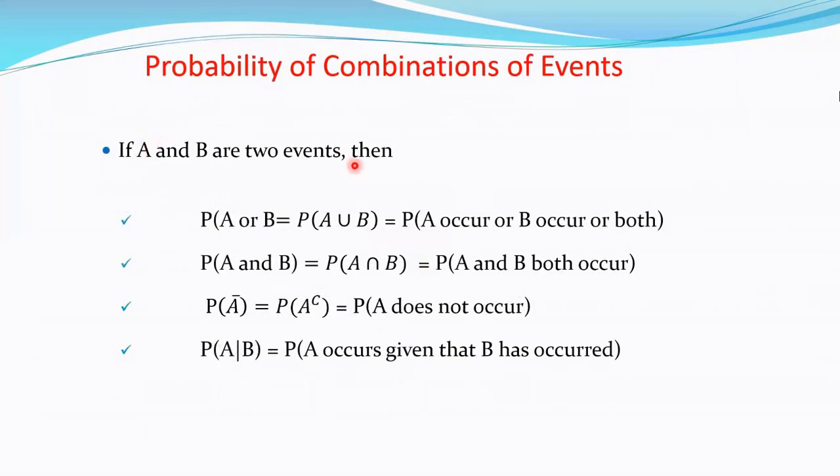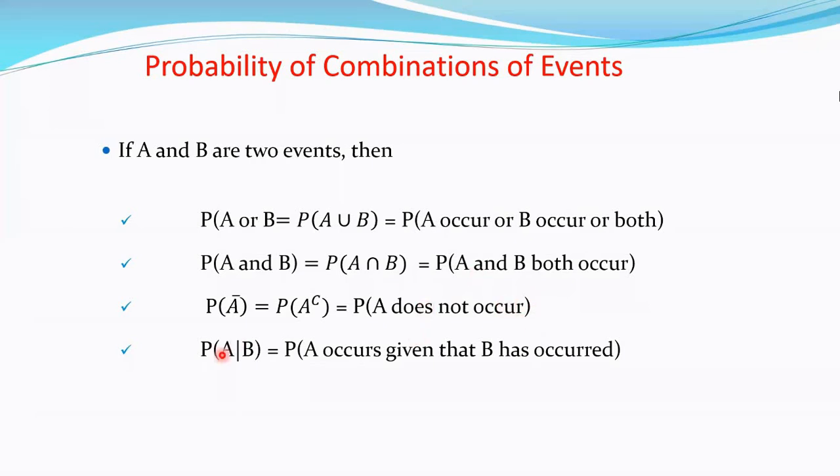So if A and B are two events, then the probability of A or B, that is the probability of A union B, is equal to the probability that A occurs or B occurs or both. Then A and B, that is the probability of A intersection B, is the probability that A and B both occur. Then the probability of A complement means the probability that A does not occur. We have to calculate the probability that A does not occur.